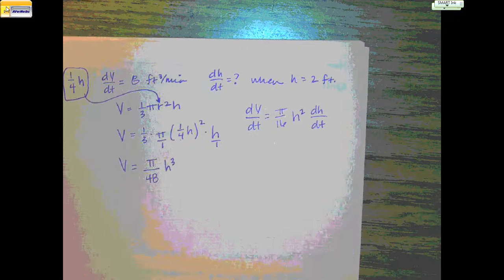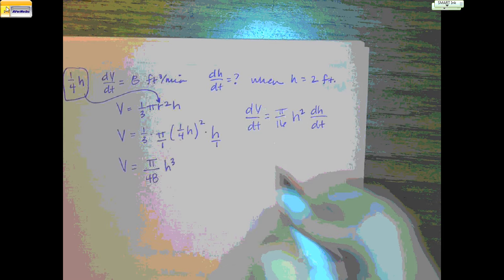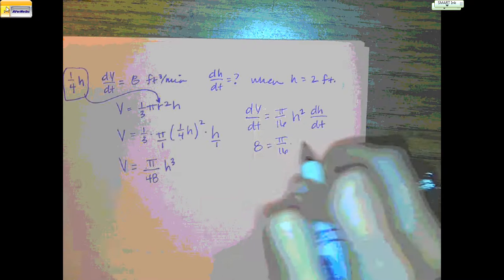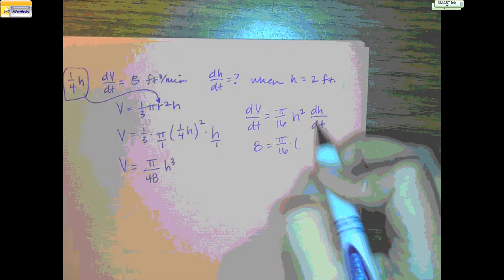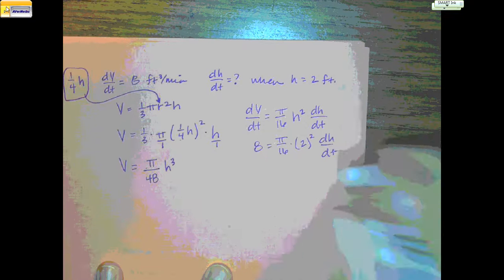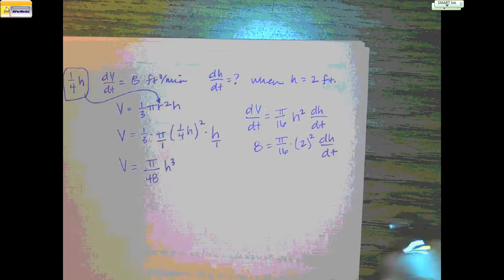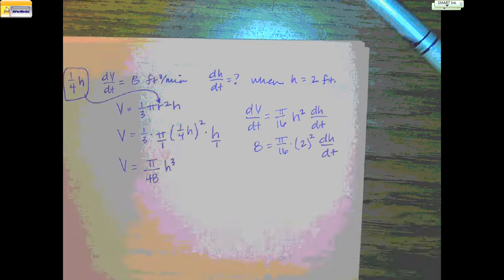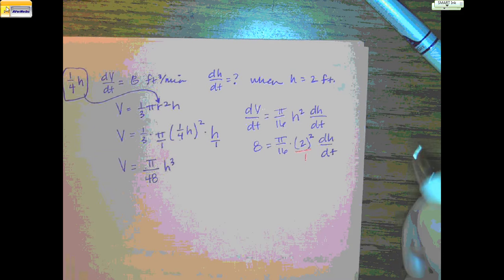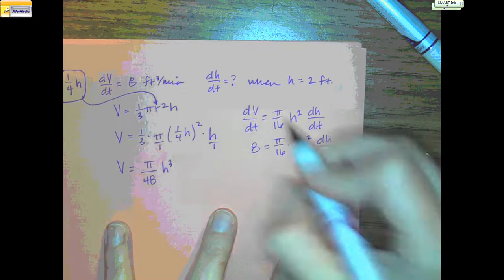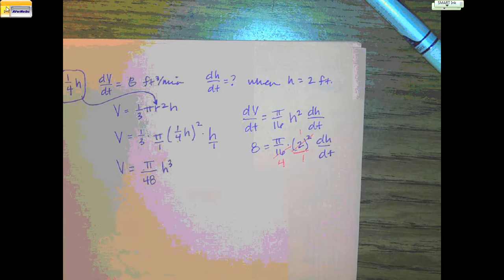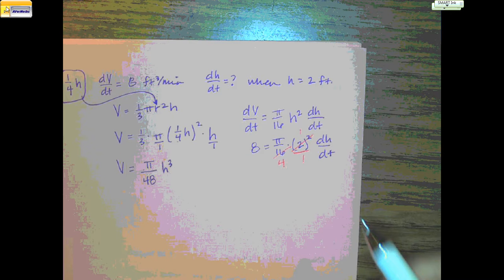Now let's plug in all the stuff we know. We know that dv over dt, they told us, was 8. Pi over 16 is just pi over 16 times, they told us to plug in a 2 for h. Don't forget to square it. And we're looking for dh over dt. Not pretend, but this is over a 1. So I'm going to go ahead and cross cancel some of this to make it easier in my brain. 4 goes into 16 4 times. 4 goes into 4 once, because that's really a 4, right? So I really have pi over 4 right here.